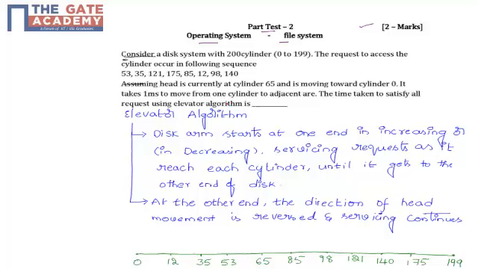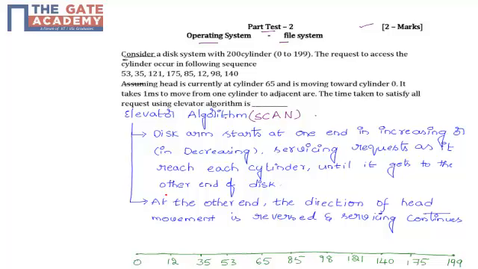Before solving this problem, we have to learn what is meant by the elevator algorithm, which is nothing but the SCAN algorithm. In this one, the disk arm starts at one end, in increasing or decreasing order, servicing requests as it reaches each cylinder until it gets to the other end of the disk. At the other end, the direction of the head movement is reversed and servicing continues.